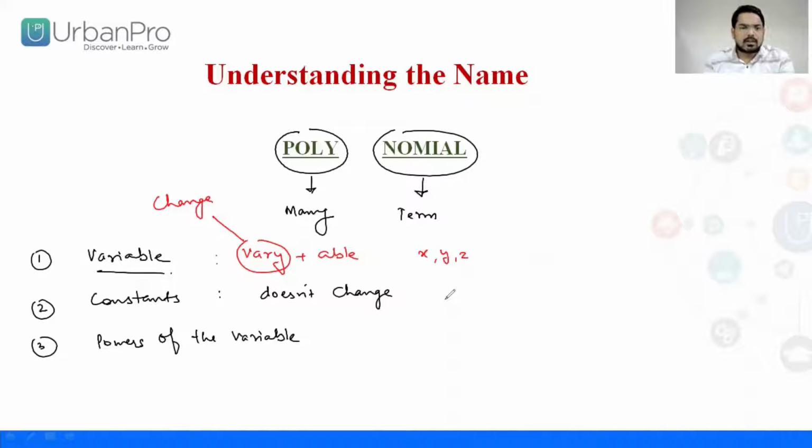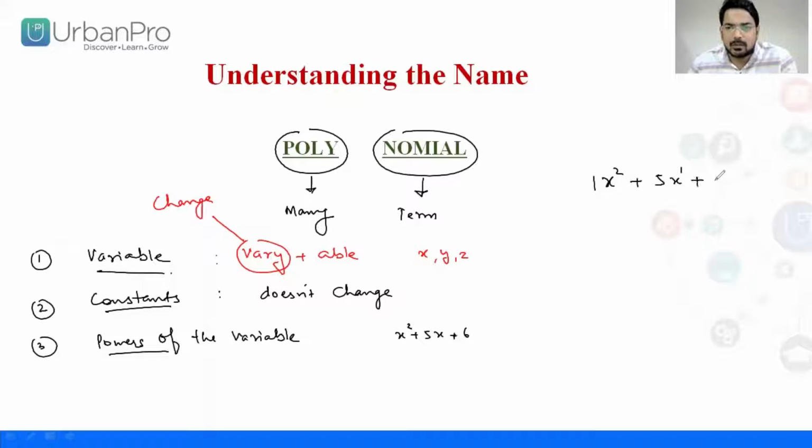The next thing is powers of the variable. Powers or exponents of the variable, like we have a polynomial x square plus 5x plus 6. We can write this polynomial as 1x raised to power 2 plus 5x raised to power 1 plus 6x raised to power 0. So we have three powers in this polynomial: 2, 1, and 0.